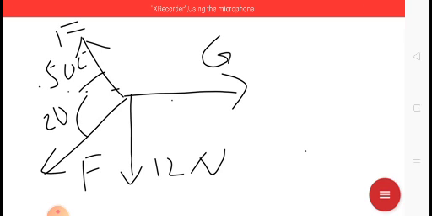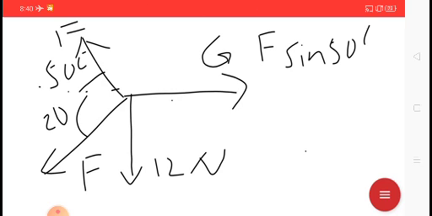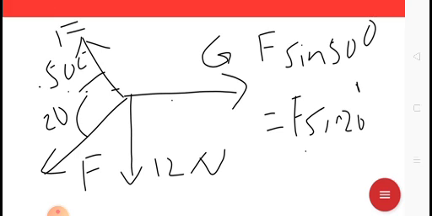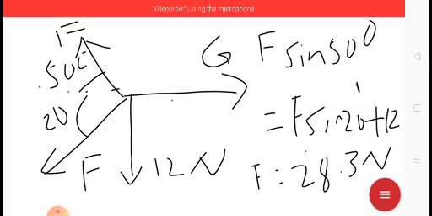If you want to resolve these forces, the simple way will be vertically, the y-axis. So you have F sin 50 equal to F sin 20 plus 12. All the forces in the opposite direction I put on one side. By doing this, you should get F equal to 28.3 Newton. Okay, 28.3. This is part 1.